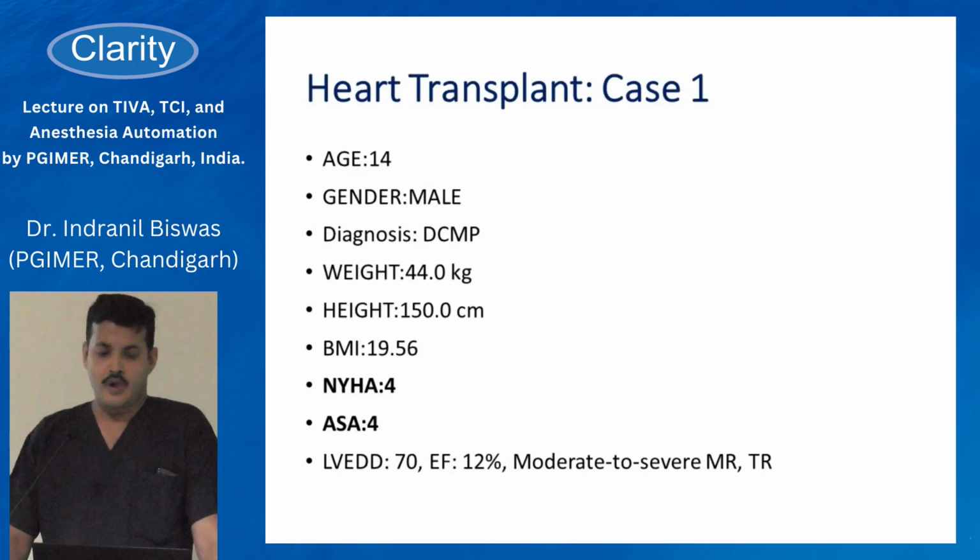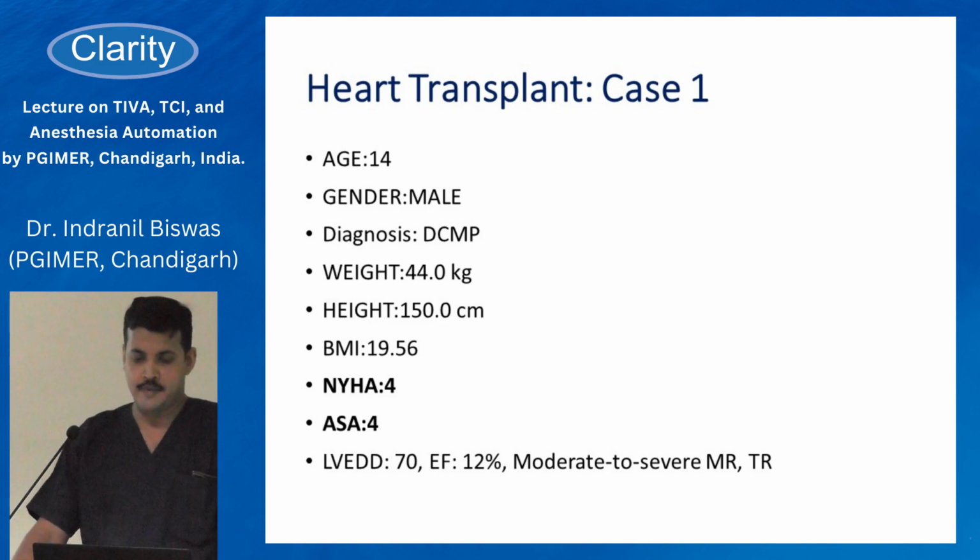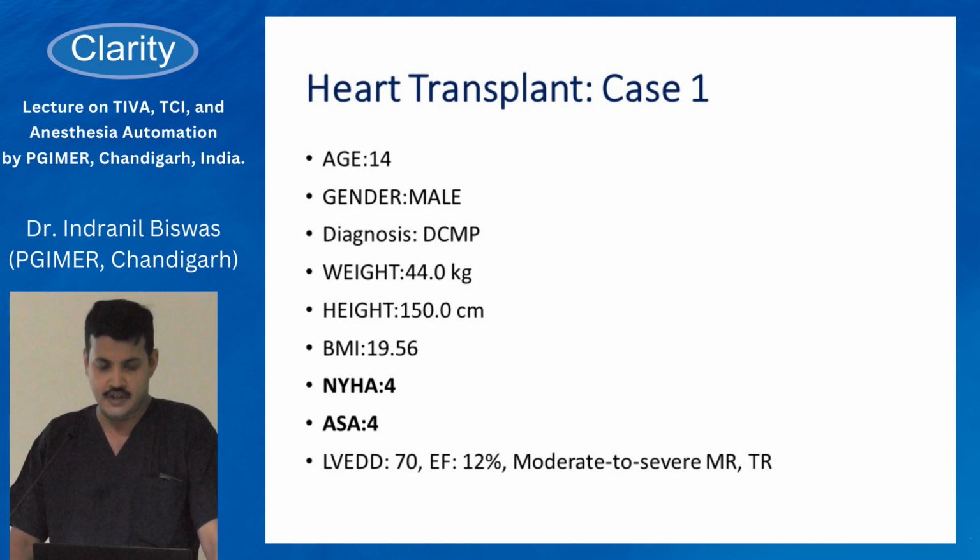So we will share our experience with the most extreme patients we can think of, that is the heart transplant recipients who have end-stage heart failure and are going for heart transplant. How did our CLADS system perform in these cases? I will go by case analysis. The first case was a 14-year-old male with decompensated dilated cardiomyopathy, ASA 4 and NYHA grade 4, with an LV ejection fraction of only 12% and moderate to severe MR as well as TR.